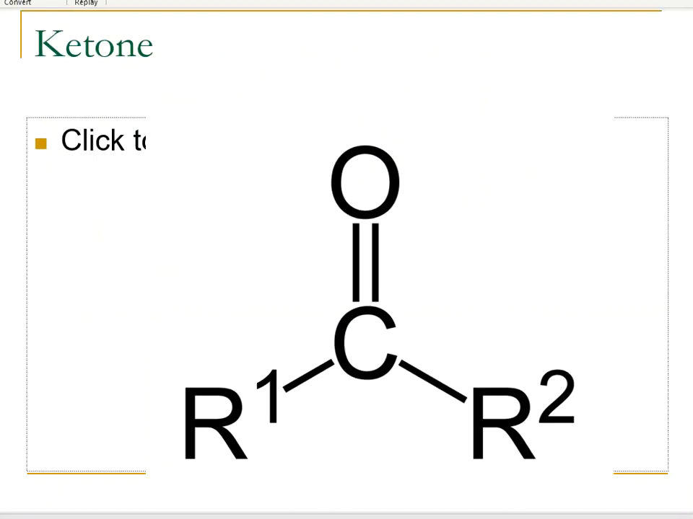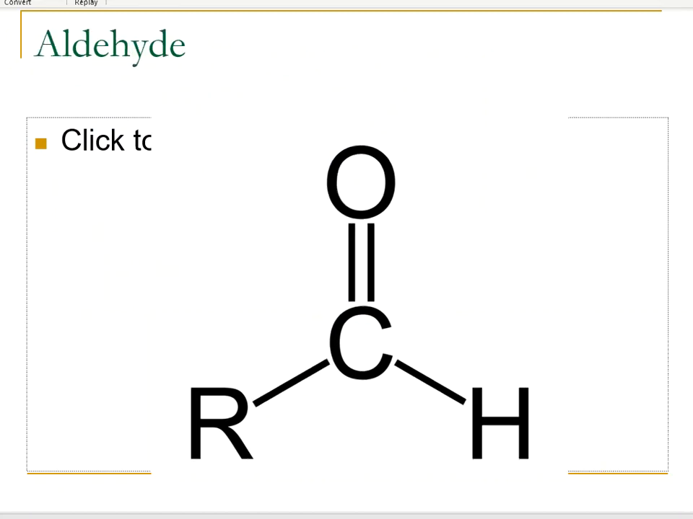So ketone, once more, it's a carbon with two alkyl groups on either side, flanked on each one of those carbons. The aldehydes, well, there's your aldehyde group. Hydrogen is on one side. It could be left or right. It doesn't matter. And an alkyl group is going to be on the other side. So there's your difference between the aldehyde and the ketone.